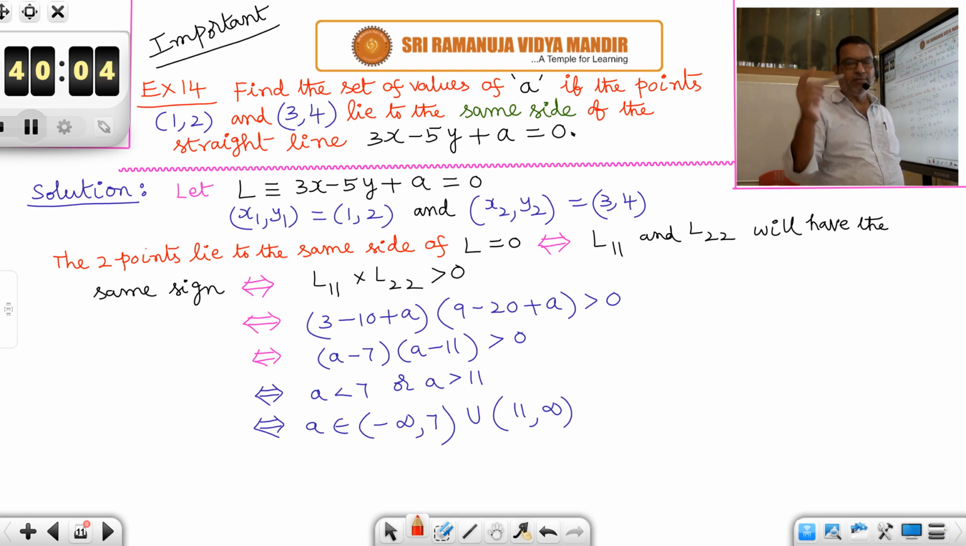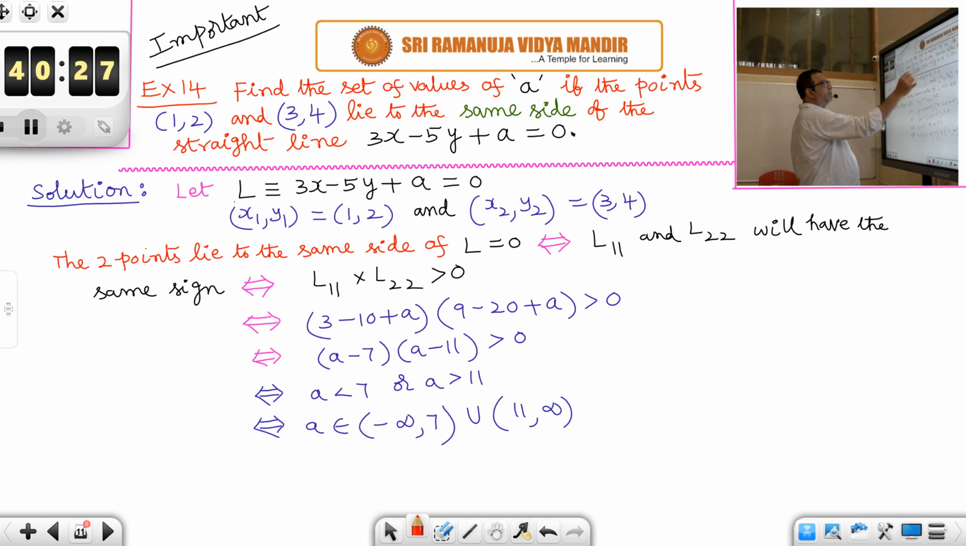You will not get 0 because the points are not on the line. If the points are on the line, then you will get 0. Points not on the line means you will get either positive or negative. If the points are on the same side, you get the same sign, both positive or both negative. Okay, so let us use the notation.